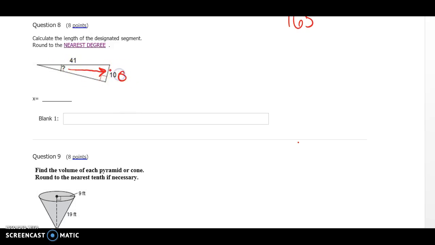Across from it will be opposite. Here's our right angle. Across from our right angle is always hypotenuse. That makes this side right here adjacent, but we're not going to use it. We're going to use our hypotenuse and our opposite, because that's what's given to us. So the trig function we're going to use is SO, out of our SOHCAHTOA, or sine. The formula for sine is sine of theta equals opposite over hypotenuse.